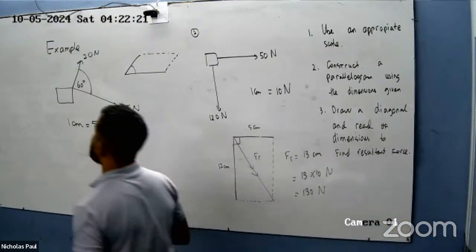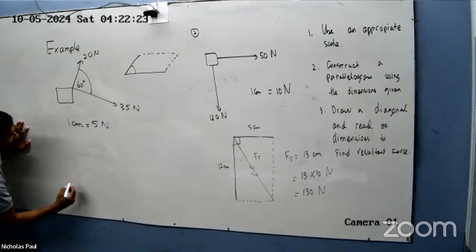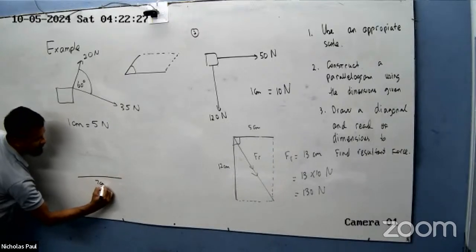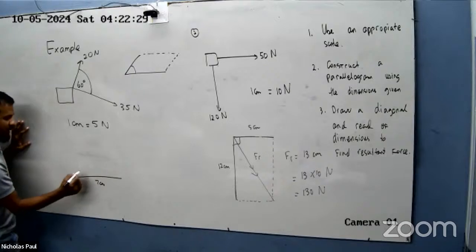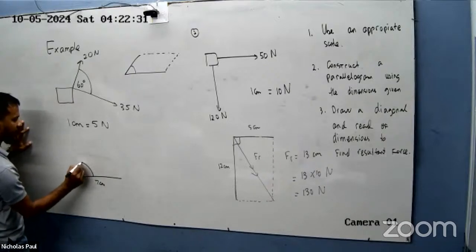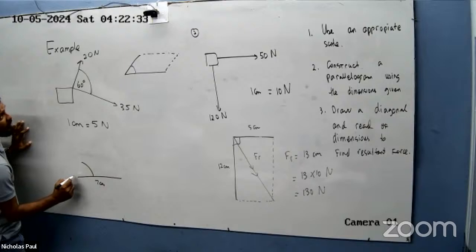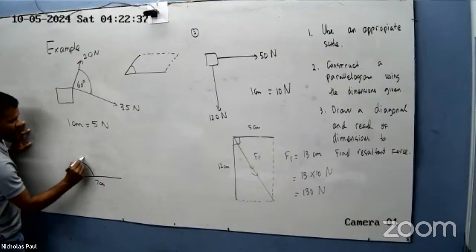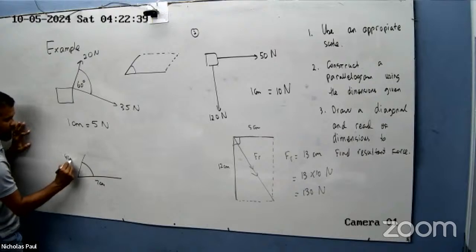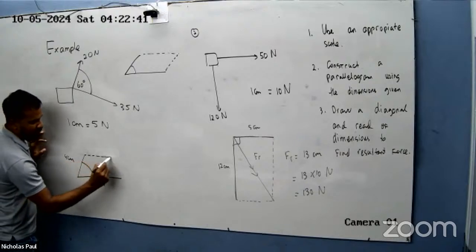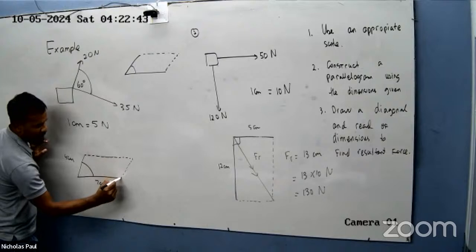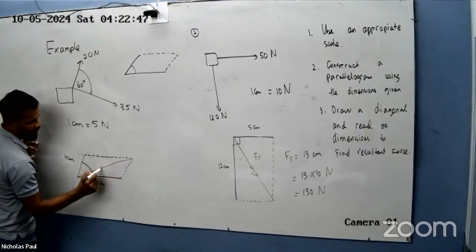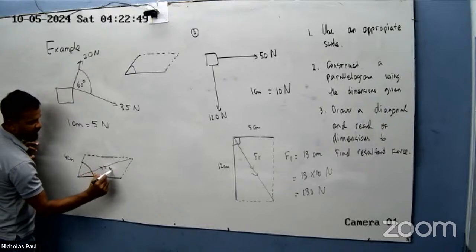All right, so if you do it properly, here's 7 centimeters. Then you measure your little 60, and the next one will be what? 4 centimeters. Then you complete your parallelogram, and your resultant force is here.